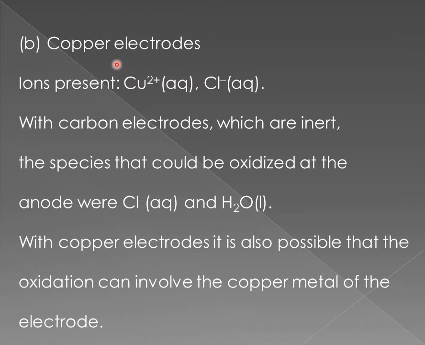Now if we replace the carbon electrodes with copper electrodes, the ions present are copper and chloride, which are the components of copper chloride. With carbon electrodes, which are inert, the species that could be oxidized at the anode were chloride and water, based on the concentration of chloride. But with a copper electrode, it is also possible that the oxidation can involve the copper metal of the electrode.